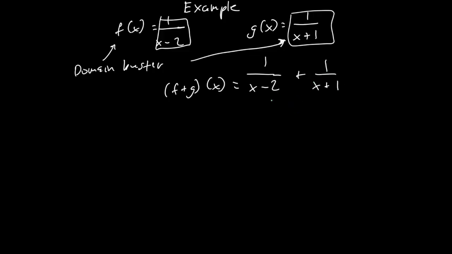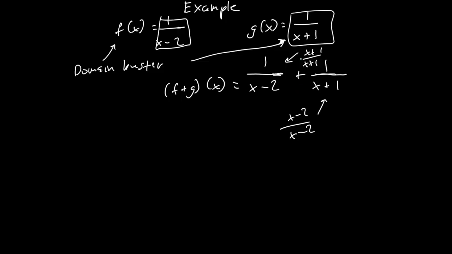Now this is a bit tricky because there are different denominators, so we can't just add the two functions. So what we can do is create a common denominator by multiplying this side by x plus 1 over x plus 1, because that's basically just multiplying by 1, and multiplying this side by x minus 2 over x minus 2. And what this does is it creates a common denominator.